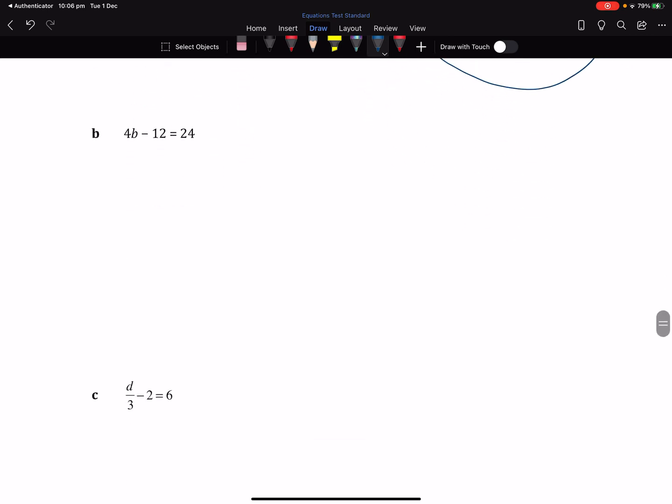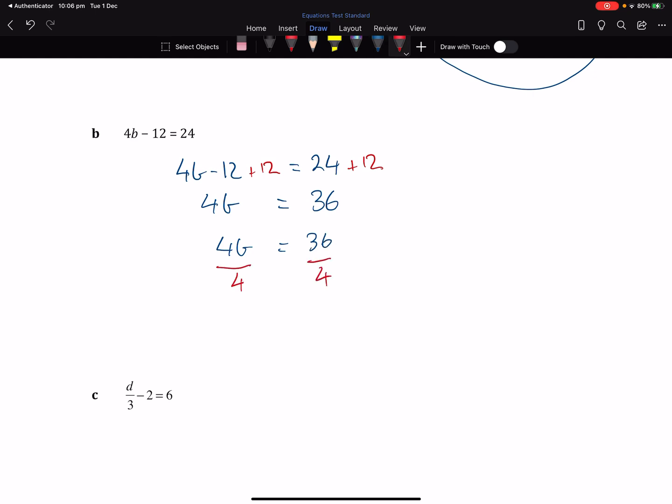Let's move on to B then. So 4b minus 12, we've got to undo that minus by doing an addition, is going to be equal to 24, also addition of 12. Then, of course, they cancel out. So we have 4b being equal to 24 and 12 is 36. And then to undo the 4 times b, we have to divide. So we're going to have 4b and 36, dividing both sides by 4. So we end up with b being equal to, what's 36 divided by 4?